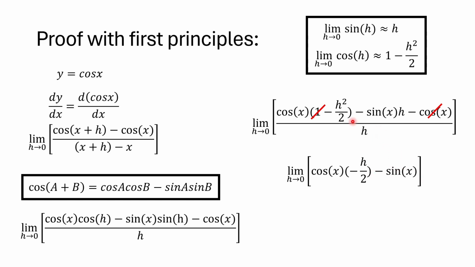And if we then divide out by h, you're left with this. And now if we apply our limits, this is going to be cos x times by 0, which is just nothing, minus sine x. And so you're just left with dy dx is equal to minus sine x. There you go. That's a nice little proof for sine and cos.